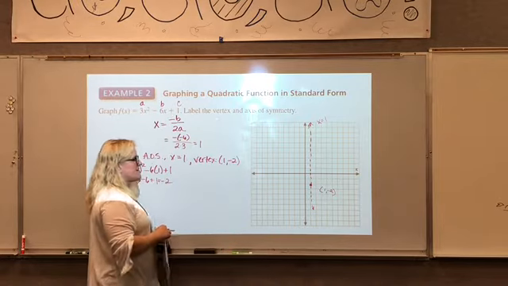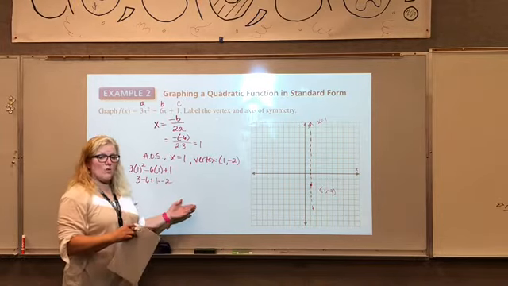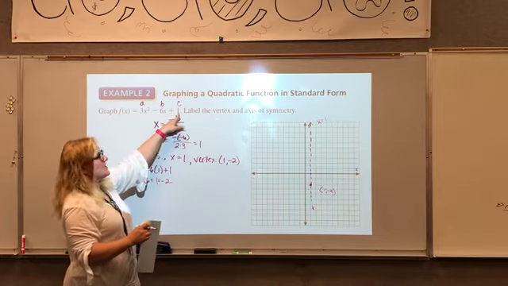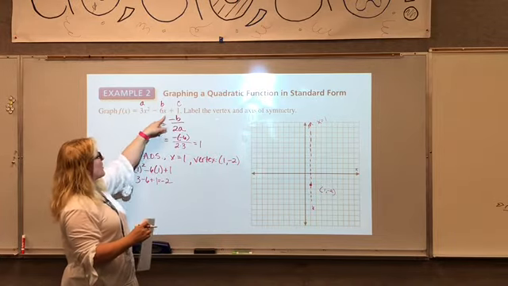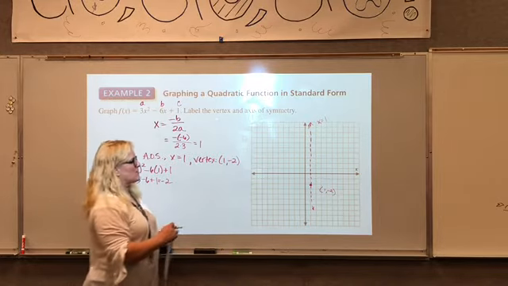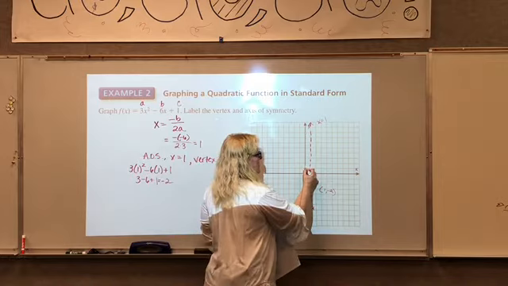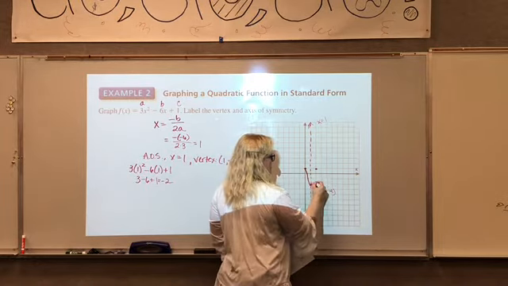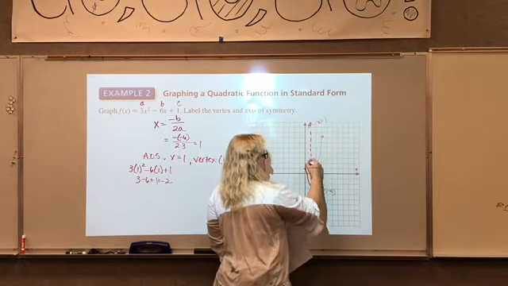And now I can plot points. One thing I can do too, though, is know that my y-intercept is c. If I plug 0 in for x, those two go away, and that's why I have that there. So my y-intercept is 1. And in my opinion, that's enough to graph it. Okay?